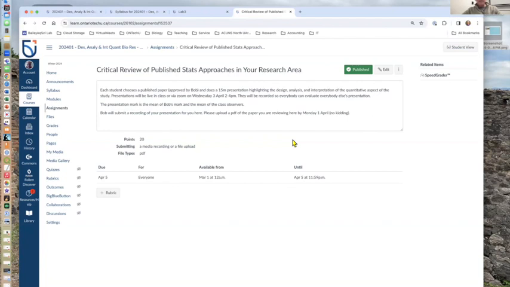Half of your mark in the presentation will be from me, and half will be the mean of the rest of the class. I get a little more weight since, you know, I'm the big cheese. Okay, so the reason I wanted to mention it now is because you've got to find, as this says, a published paper that I have to approve, and it's not a big deal.